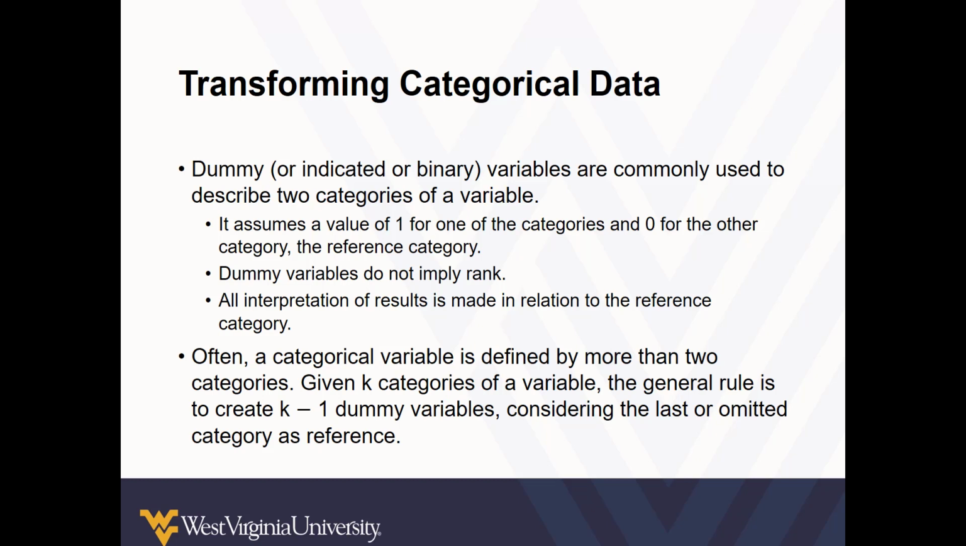And often we have categorical variables that are defined by more than two categories. So given k categories of a variable, the general rule is to create k minus one dummy variables, considering the last or omitted category as a reference. And we do this because if we created dummy variables for all of our categories and then put them in a model all together, we would end up with a scenario called multicollinearity, and that is a problem that we would really prefer not to deal with. And we'll discuss it a little bit more in class.